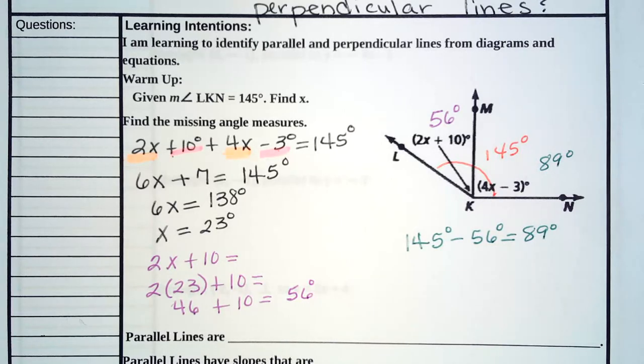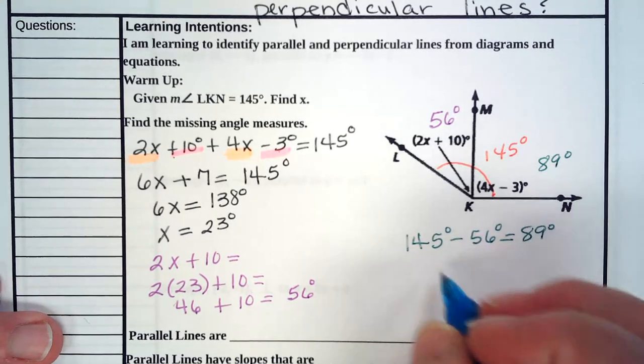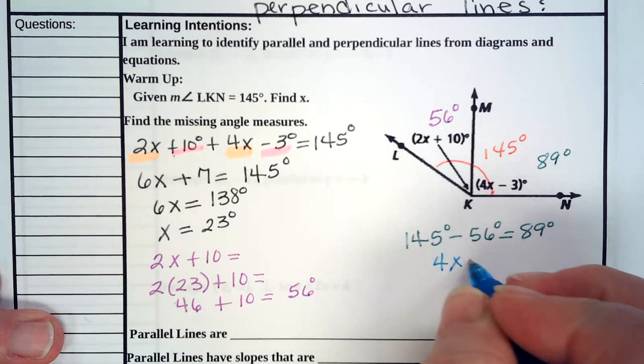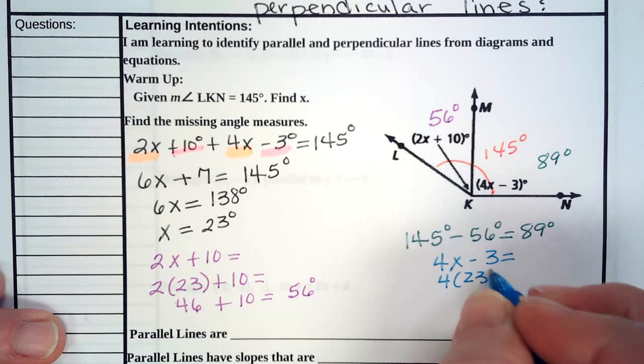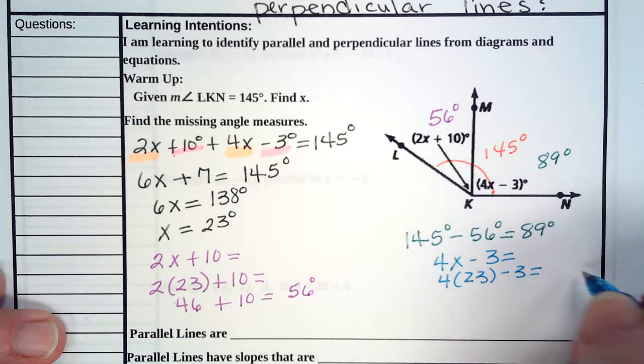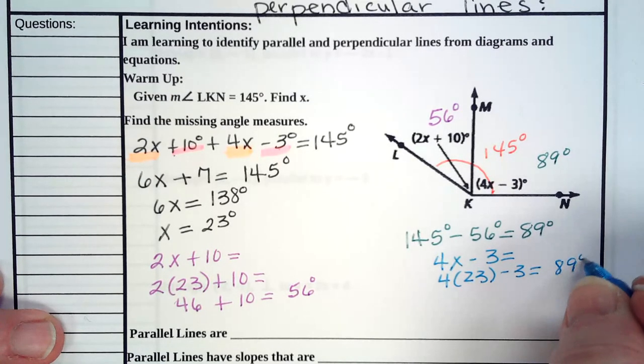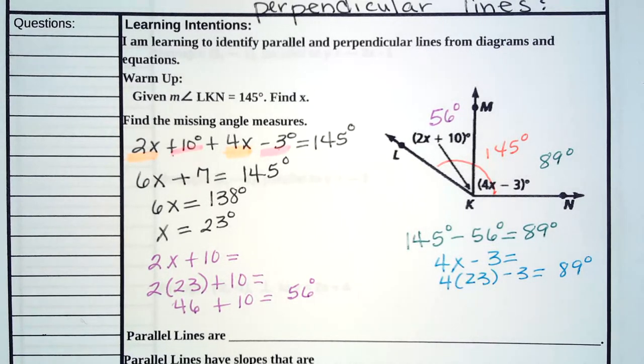Or I can substitute in. 4x minus 3 would give me 4 times 23 minus 3. Once again, it will give me 89 degrees. How are you going to do it? Whichever way your brain makes the most sense of. Both are equally correct, and you can do either one. Just make sure it's the one that you are most comfortable doing.